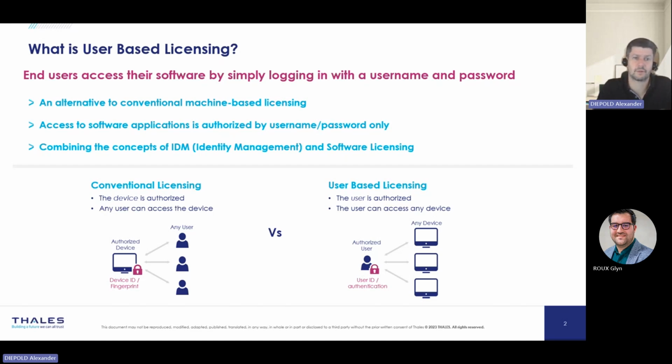On the left-hand side, further below, you can see conventional licensing. Here it's important that the device is authorized and any user can access the device. Versus on the right-hand side, you can see the user-based licensing. Here, the user is authorized. So the user can access any device and the software on those devices.